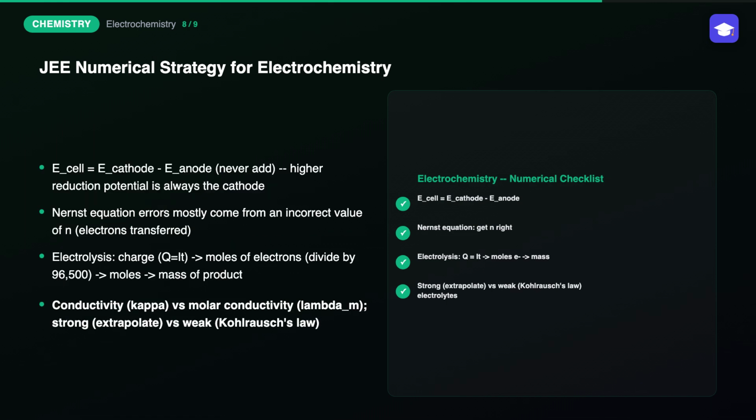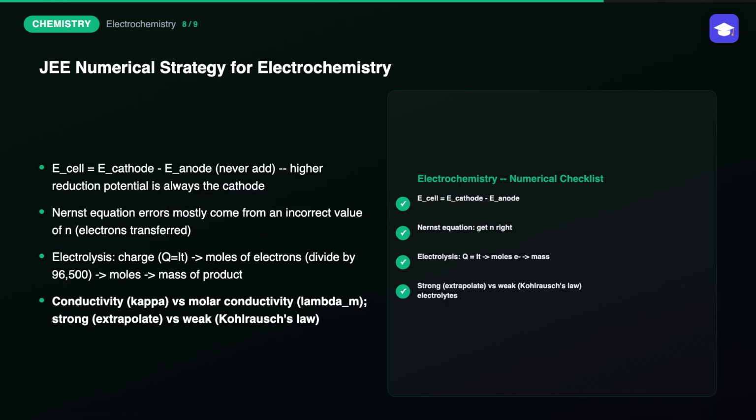that reaction. Fourth, for conductance problems, carefully distinguish clearly between conductivity, kappa, and molar conductivity, lambda m, remembering that lambda m specifically requires you to properly divide by concentration first, and always double-check whether a given problem describes a strong electrolyte, allowing direct graphical extrapolation, or a weak electrolyte requiring Kohlrausch's law instead.